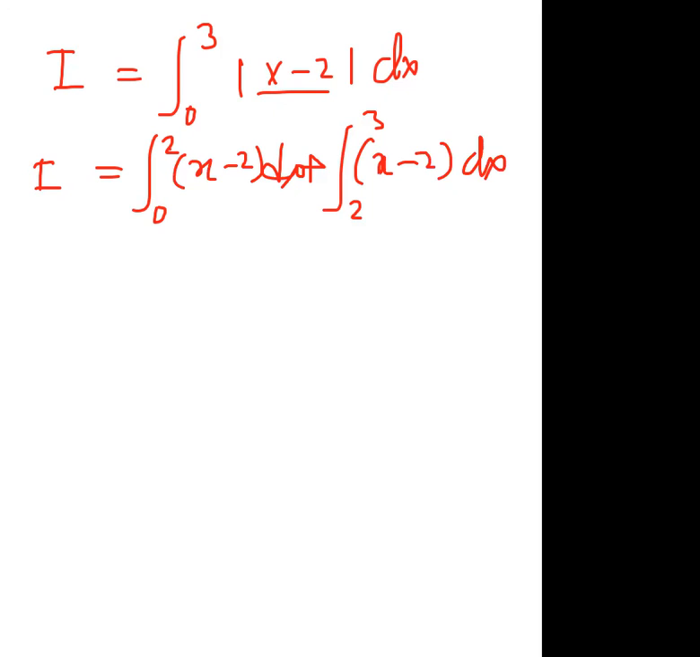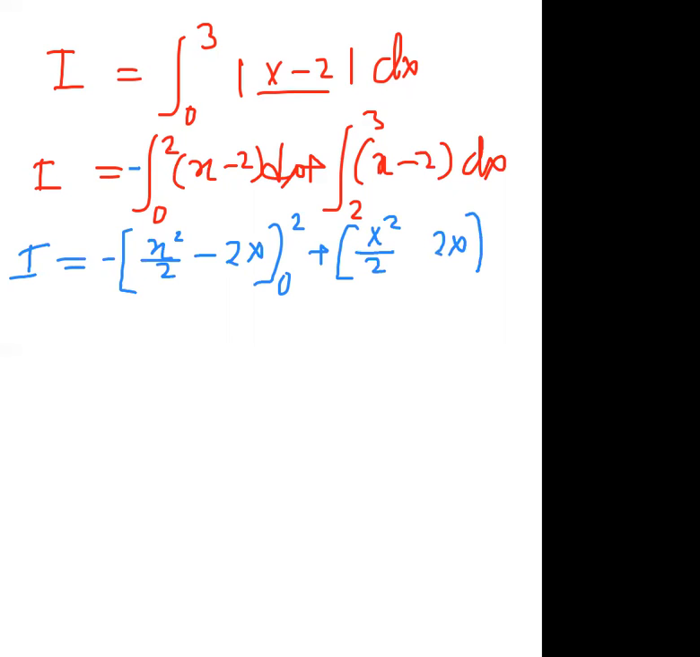Now we are able to see from 0 to 2, 2 cannot be put. We will be putting less than 2. So less than 2, whatever we are going to put, it will be negative. So now I is equal to negative times (x square by 2 minus 2x) from 0 to 2 plus (x square by 2 minus 2x) from 2 to 3.